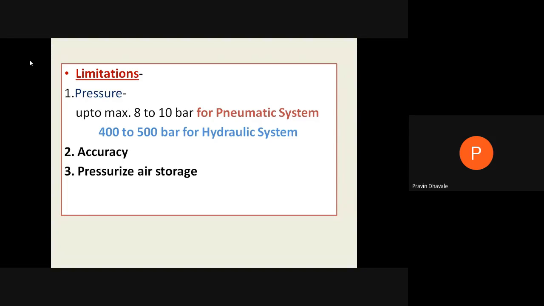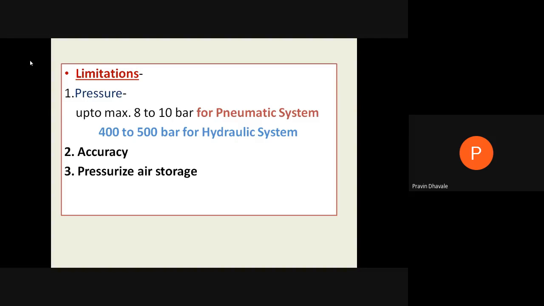Accuracyच्या बाबतीत काय लिमिटेशन आहे न्यूमॅटिक सिस्टीमचं पहा. न्यूमॅटिक सिस्टीम मध्ये आपण एअर यूज करतो आणि एअर ही कॉम्प्रेसिबल इन नेचर आहे आणि कॉम्प्रेसिबल असल्यामुळे आपल्याला काय कुठलेही ऑपरेशन परफॉर्म करताना तेवढी अॅक्युरसी न्यूमॅटिक सिस्टीमच्या बाबतीत मिळत नाही ऍज कम्पेअर टू द hydraulic system. The third limitation, it is related to the pressurized air storage.